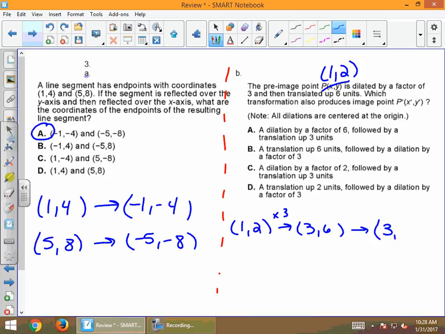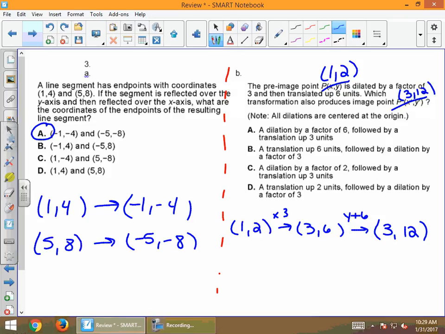So nothing's happening to this 3 because we moved it up. We didn't move it left or right. We didn't move the x, so that's going to stay how it is. But if we move it up 6, would we be adding or subtracting? Adding. So we're just adding it to the y. So 6 plus 6 is what? 12. So that's what this point now is: 3, 12. Now, if you picked 1, 1, it would have been a different answer.